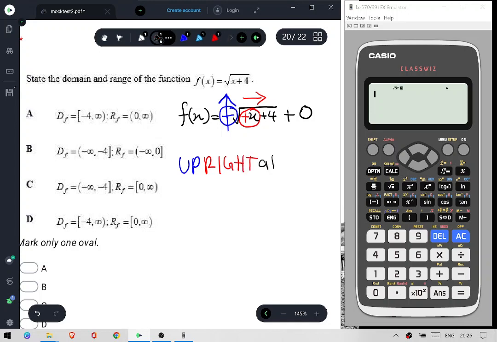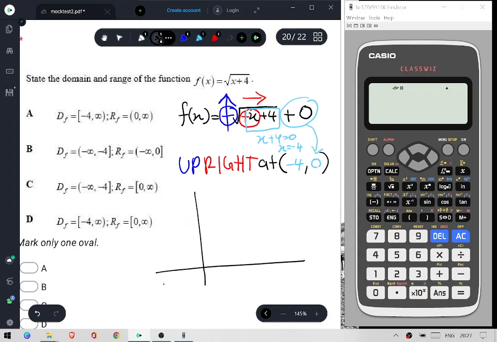Then we have to find the starting point. Where to get the starting point? x plus 4 equals 0, we get x equals minus 4. And then y where to get? From the full form, we have minus 4, 0. Just sketch up, right, up, right like that. So minus 4 over here, 0 over here. So this is the point, going up to the right.